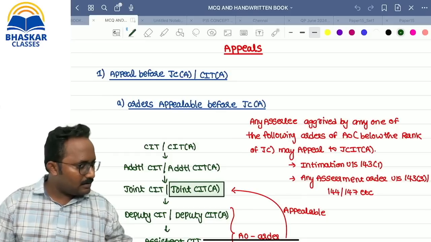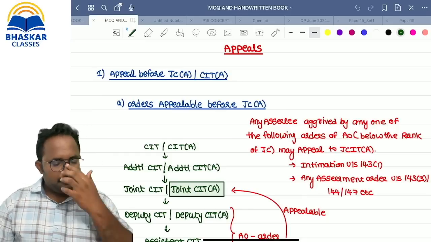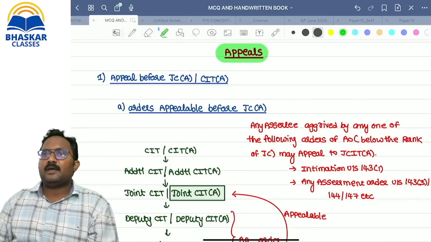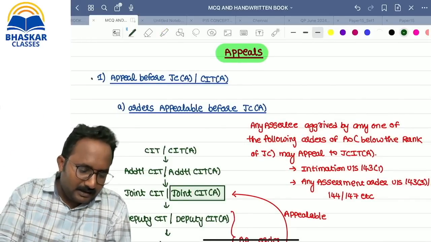So please open the appeals. Many students think the appeals chapter is over. The first part we can discuss is the concept of appeals. Can you tell me how many appellate authorities there are? Four. So first, let's discuss the appellate authorities.